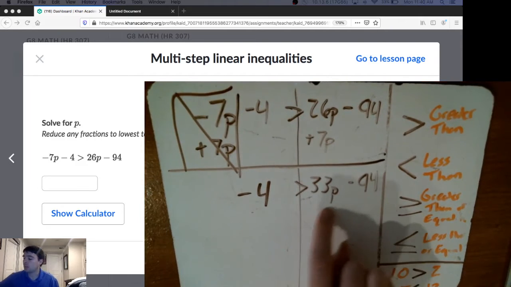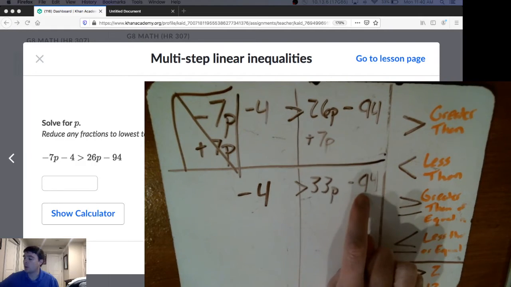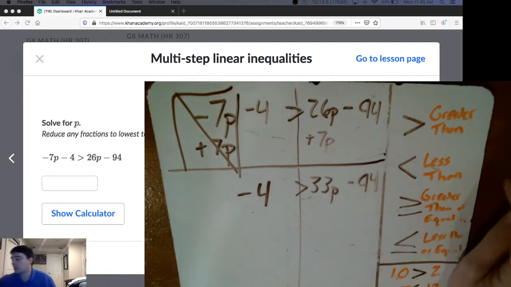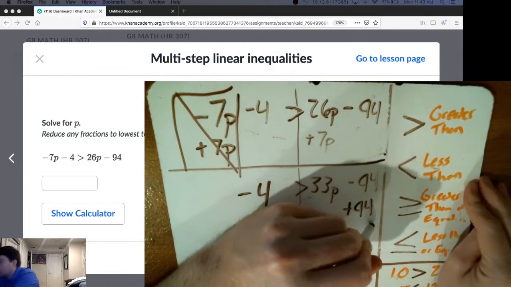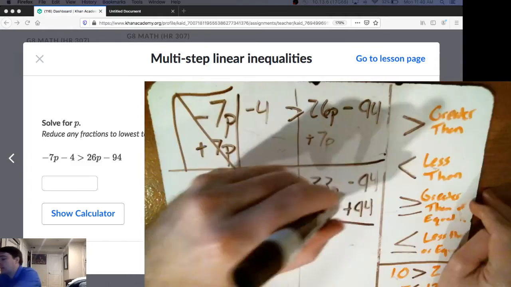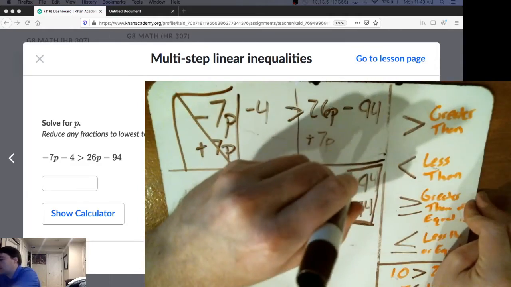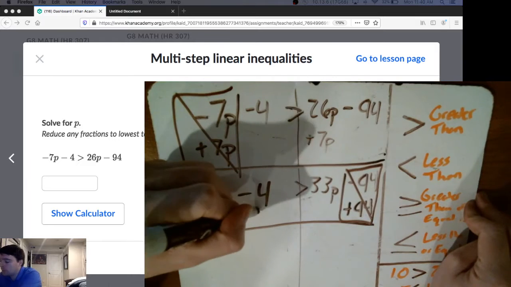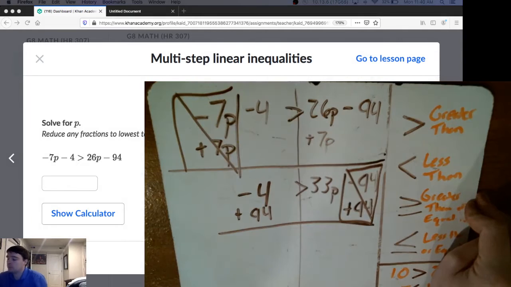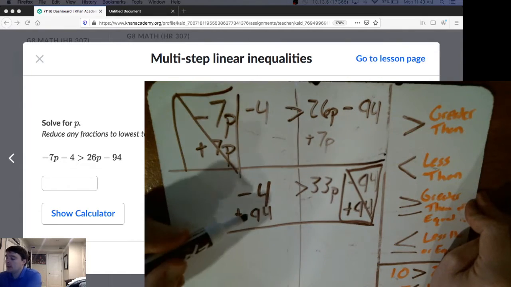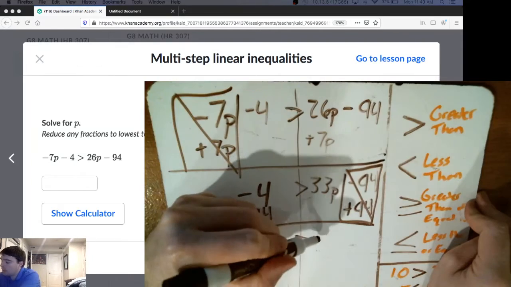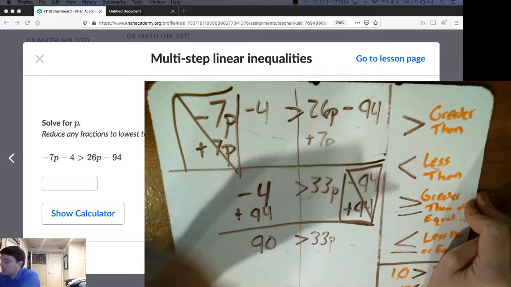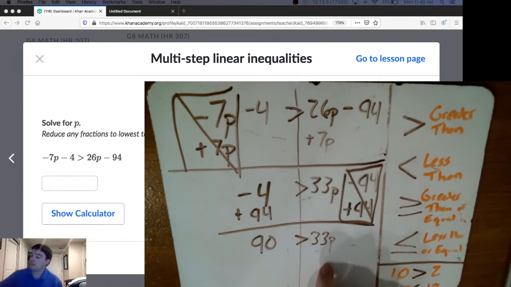Now that the p's are gathered on the right side, I don't want the constant, the negative 94, on the right expression. So I'm going to gather that to the left side by adding 94. That cancels out the negative 94 that I did not want on the right side of the equation. It shows up over here as a positive 94. 94 minus 4 gives us 90. So now we have 33 times p, and that needs to be less than 90.